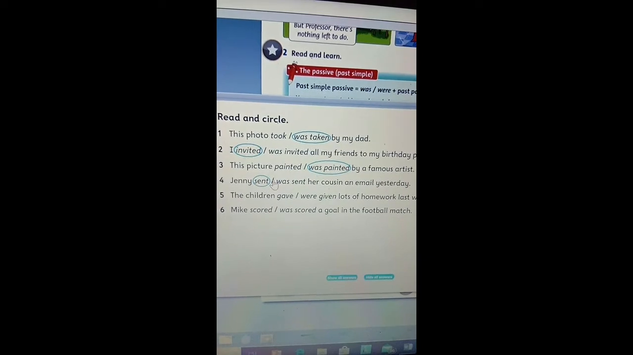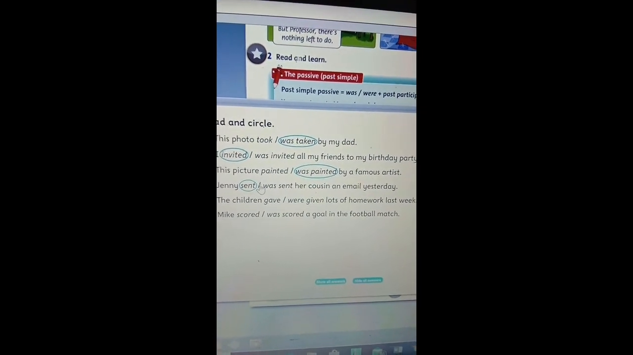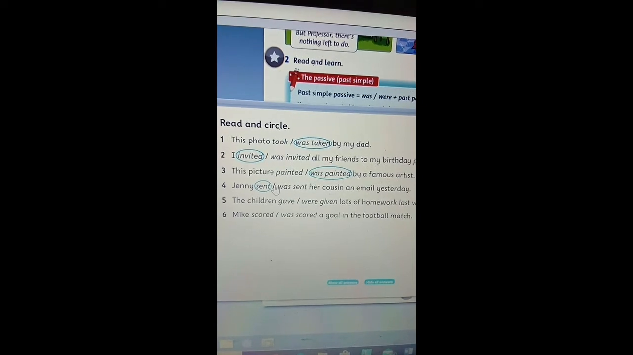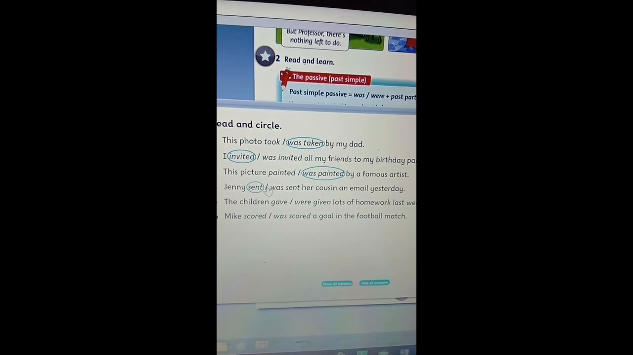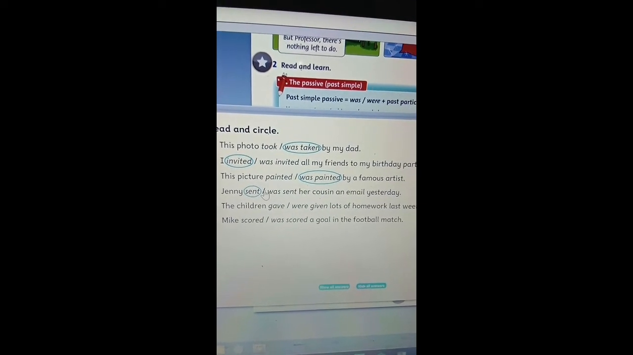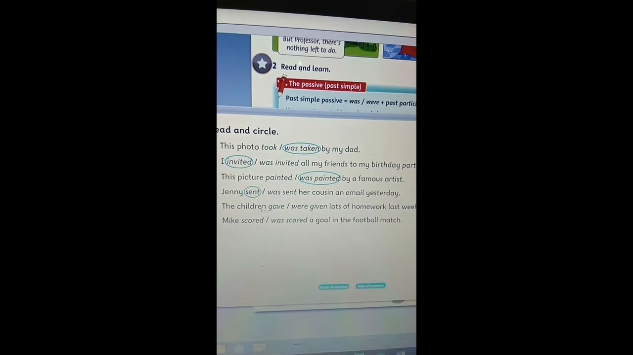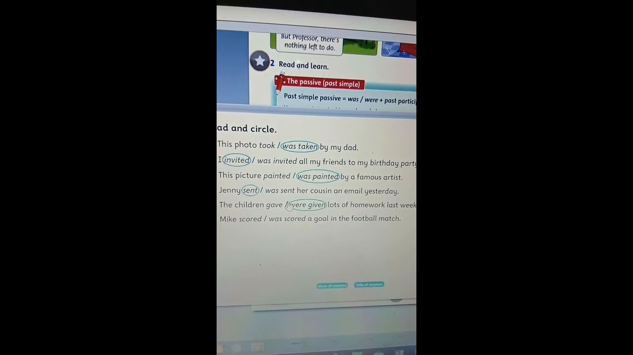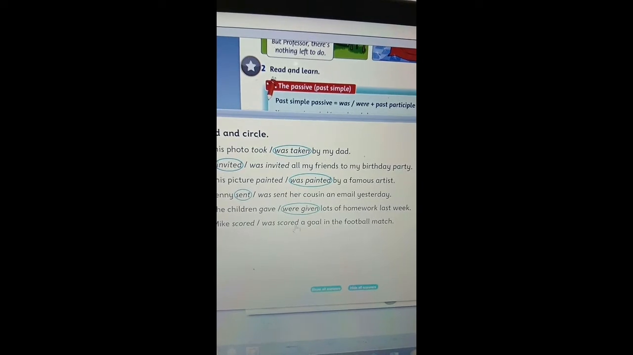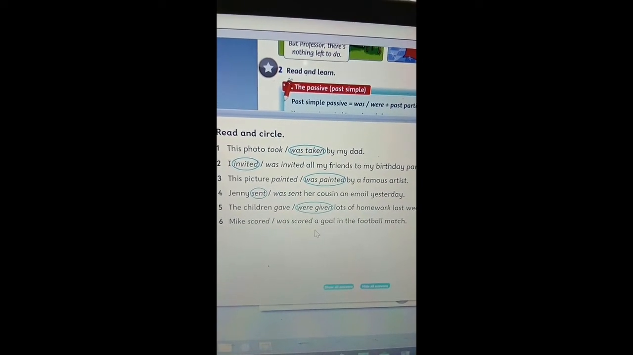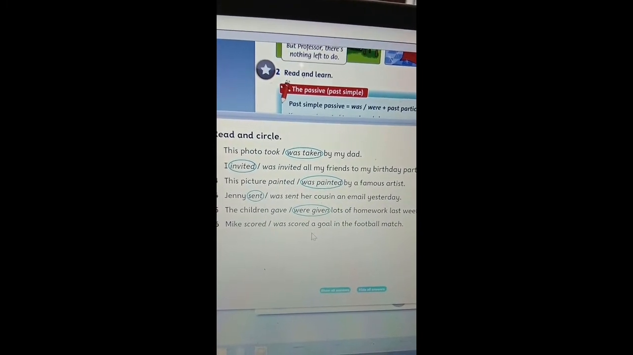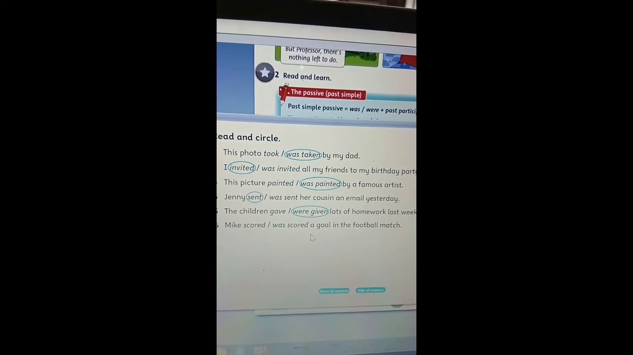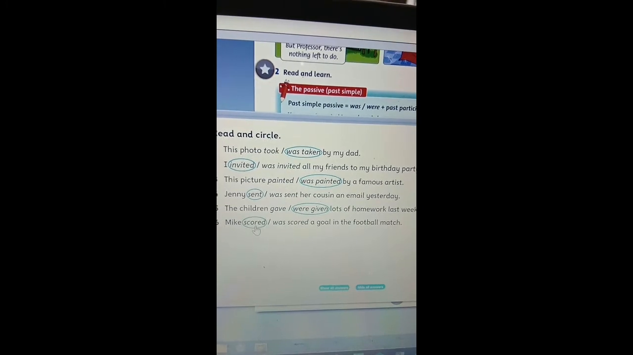The children were given lots of homework last week. Okay, so do children give themselves homework? No, of course not. It's teachers who give them homework. So we need the passive there. The children are plural, so were given lots of homework. Mike was scored a goal in the football match. Well, Mike can score. He doesn't need someone to do it for him. So active is okay there.